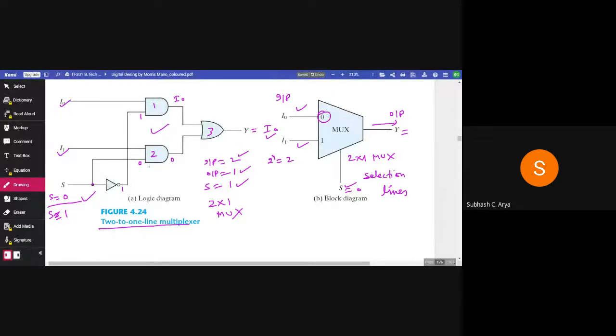Now, second case. If S is equal to 1, then what will happen? If S is equal to 1, this 1 is coming here at the second AND gate.